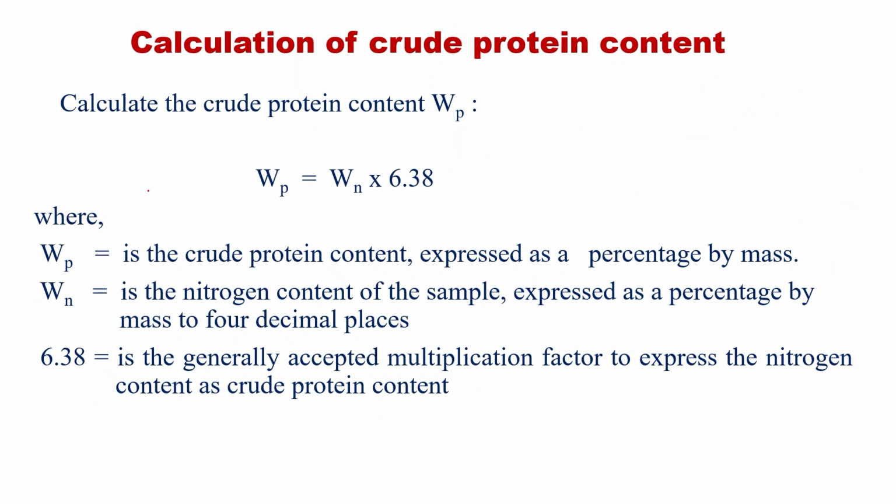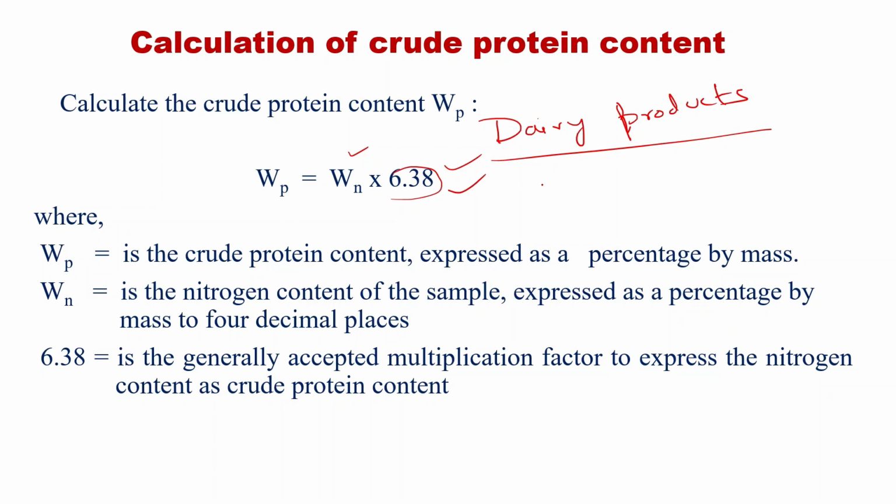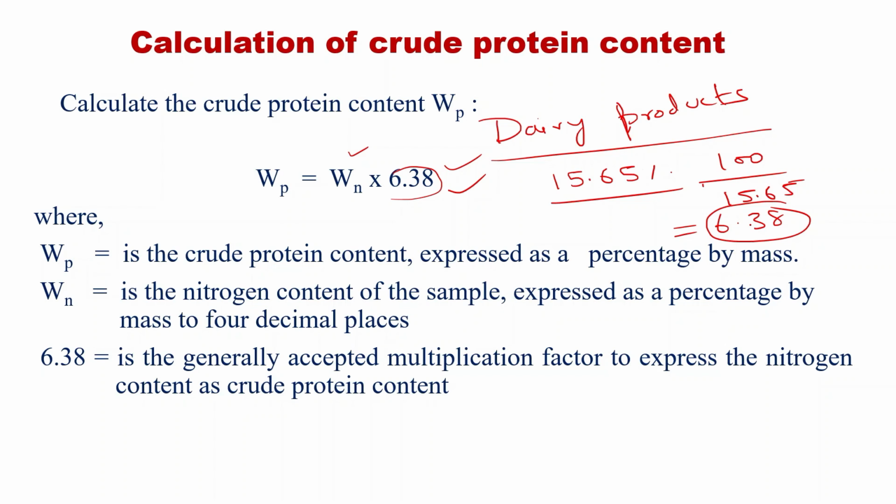Okay, now whatever percentage nitrogen you are getting, you have to multiply by 6.38 in case of dairy products. So the factor we have to use for dairy products is 6.38. And how does it come? We know that milk protein generally has 15.65% nitrogen. So if we divide 100 by 15.65, we get 6.38. That is why for dairy products we use the factor 6.38.